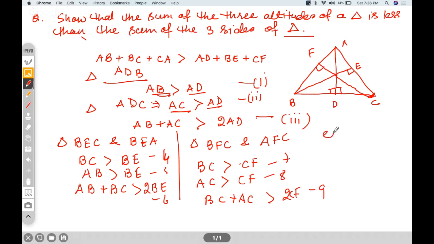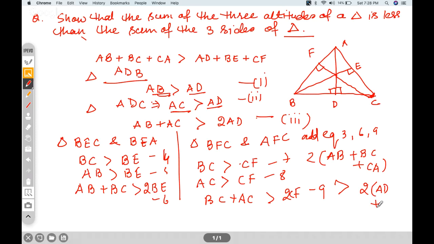Add equation 3, 6 and 9. So 2 times AB plus BC plus CA is greater than 2 times AD plus BE plus CF. This 2 cancelled, you get your result. Okay, let me solve next question.